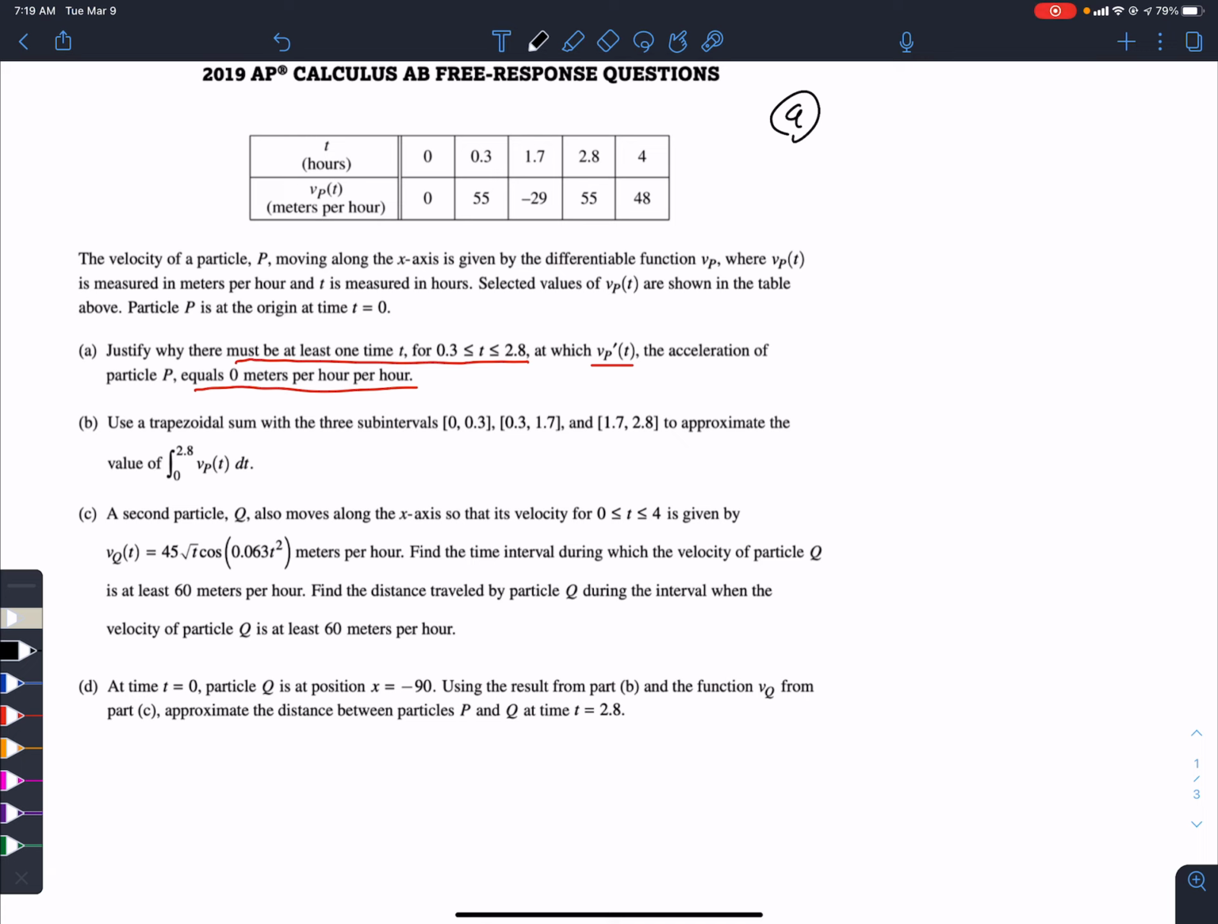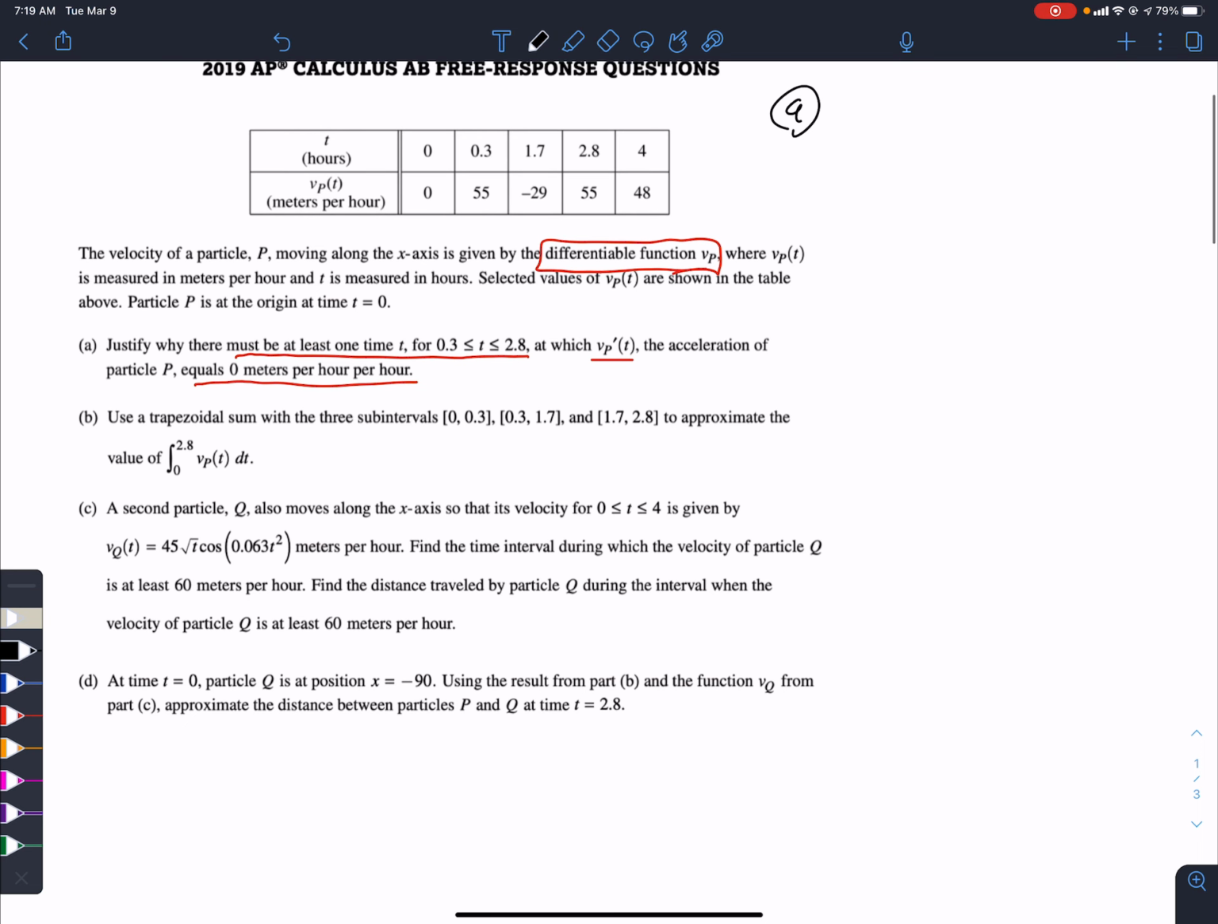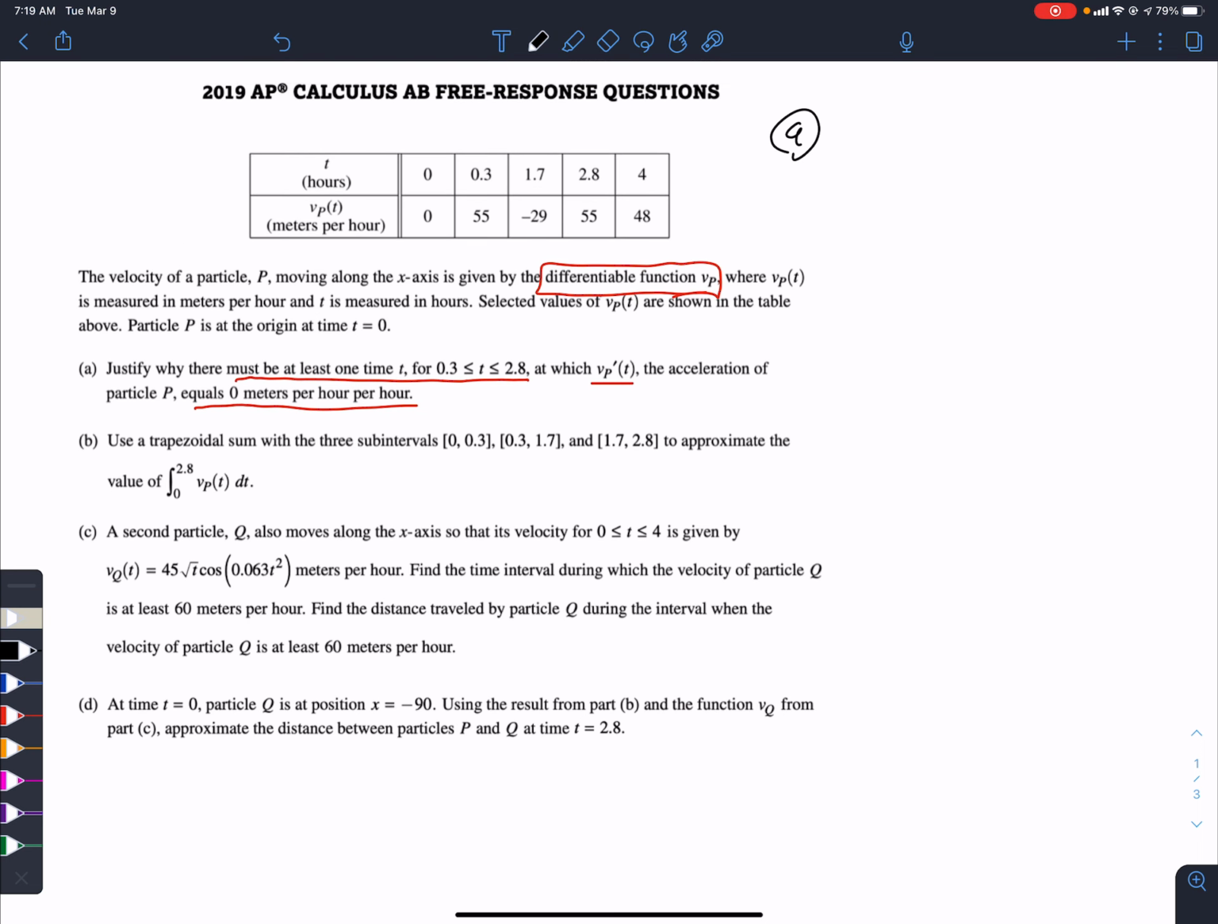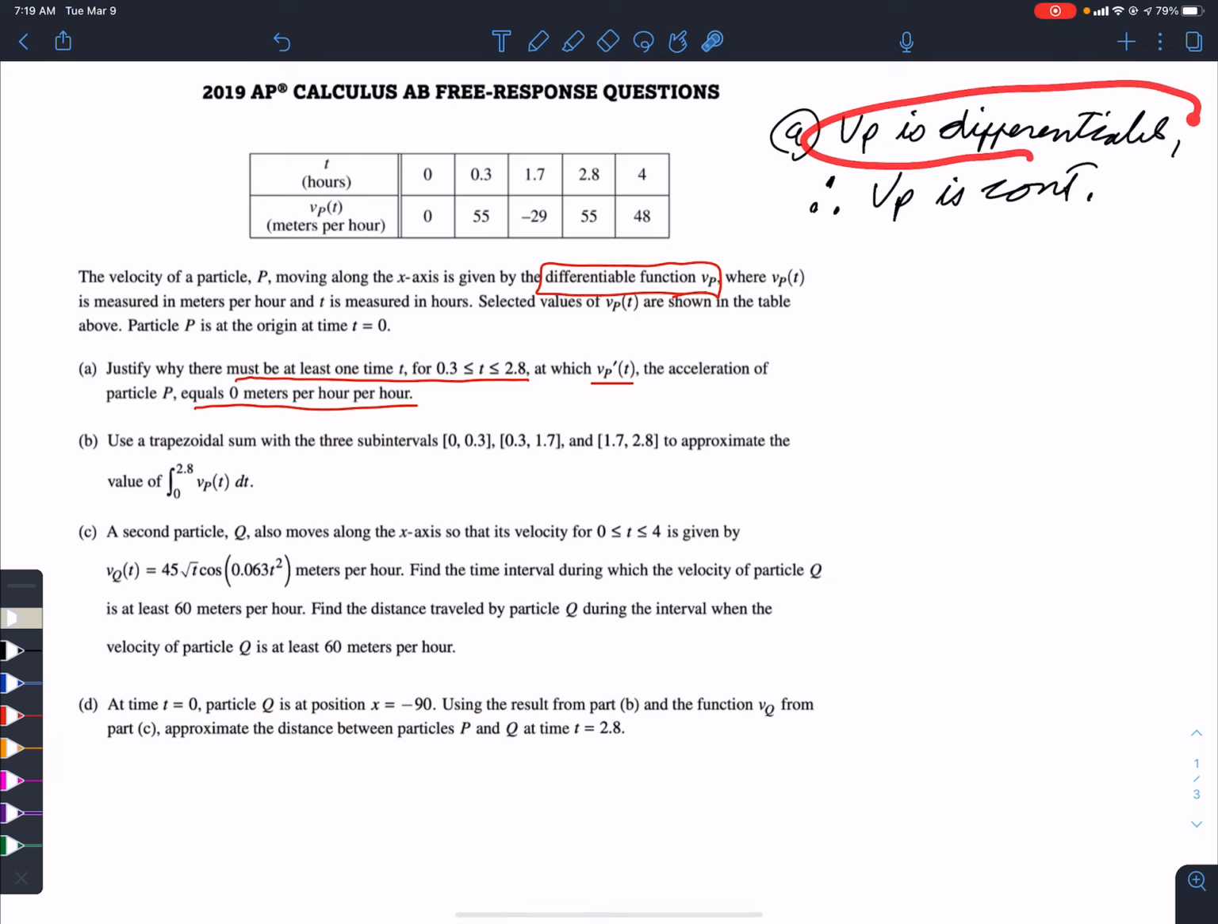Well, here is where this information is important. You know that v of p is differentiable. So you have differentiability. You need to state that. It's part of what needs to be stated in order to use the mean value theorem. So v of p is differentiable, and therefore v of p is continuous. Okay, so it's important to know, if something's differentiable, it must be continuous. That's a theorem that we had.